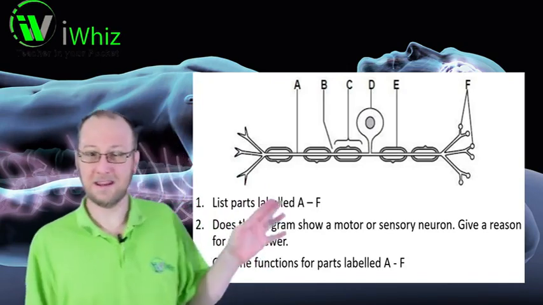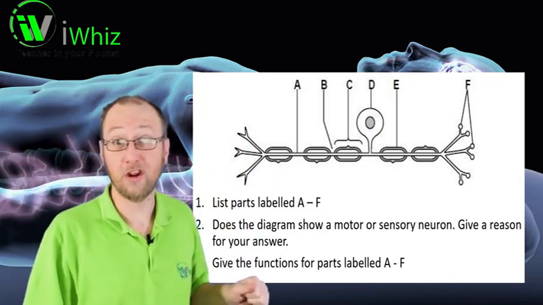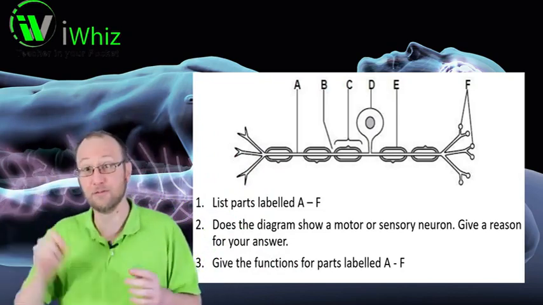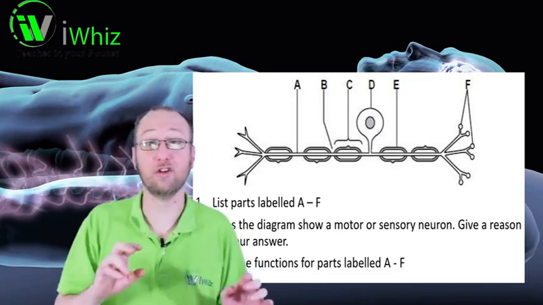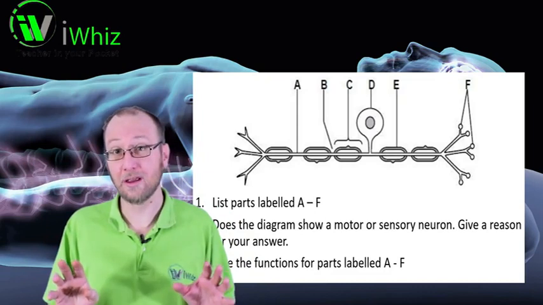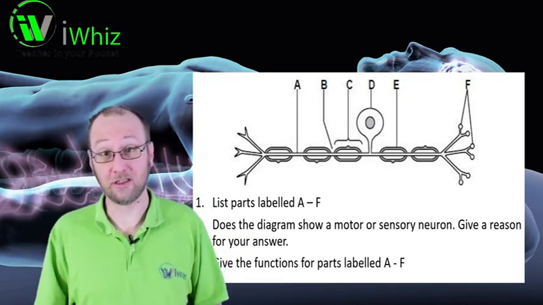Okay, now E is again pointing at one of these Schwann cells, but it's asking you what is the name of that covering, the thing that covers the outer layer of these Schwann cells. Okay, hopefully you can remember this. It's called a myelin sheath.